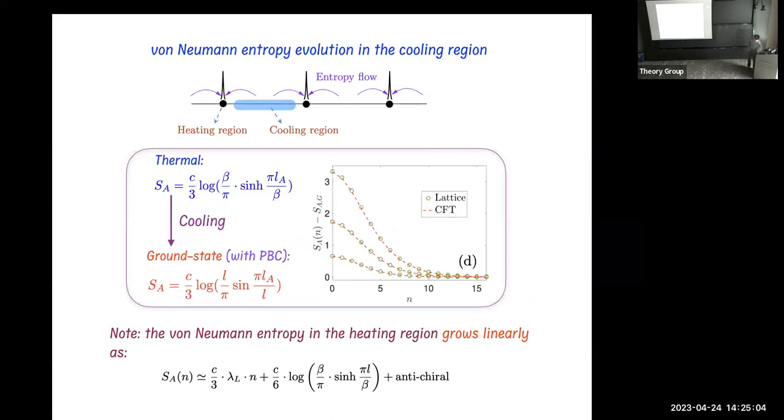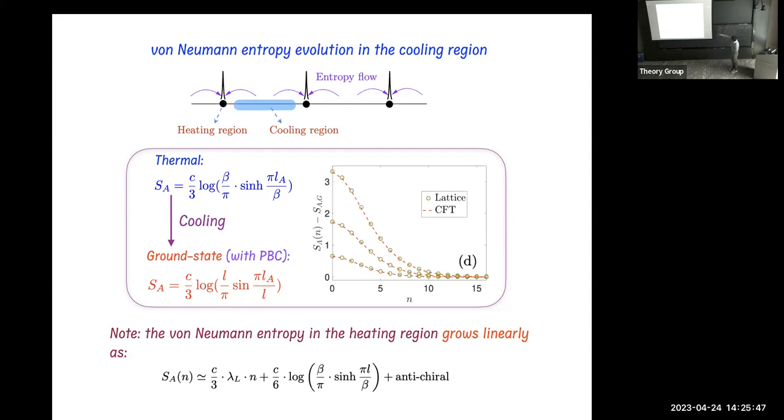Okay, this is energy. Similarly, if you study the von Neumann entropy in this subsystem, here we have 3 different lines because we can choose 3 different initial temperatures. As we drive the system in time, no matter what your initial temperature is, finally the von Neumann entropy in the cooling region will decrease to the ground state value of a CFT, again on a circle of length L. Okay, and this is what happened in this cooling region.